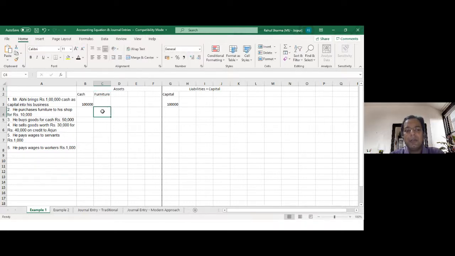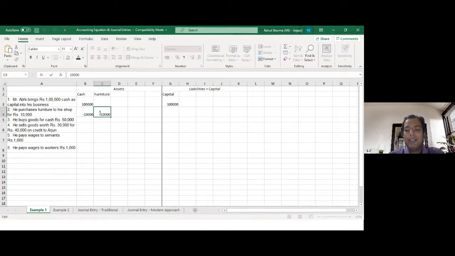And how much furniture did I buy? I bought furniture for 10,000. So one account got impacted, that is furniture. Now, the question says he purchased furniture for his shop for rupees 10,000. So I bought the furniture for 10,000, but what went out of the business? Cash went out of the business. So I have to reduce this cash over here by 10,000.